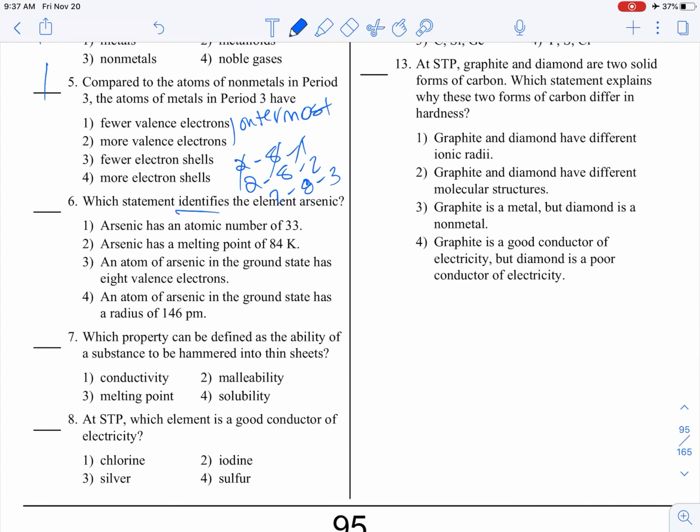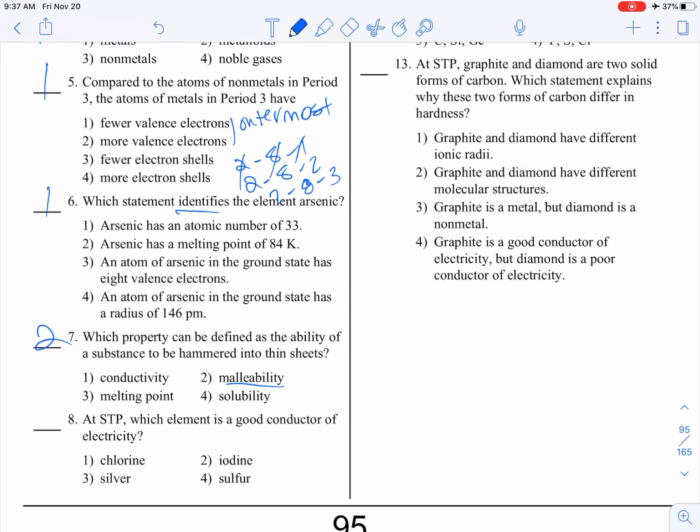Which statement is identifying the element arsenic, which means it's unique to only arsenic. It has an atomic number of 33. Boom, that's it. The fact that it has a melting point of 84 Kelvin and 8 valence electrons in the ground state, other things have that too, but what is unique to only arsenic is that. Which property can be defined as the ability of a substance to be hammered into thin sheets? That means malleability. That's a definition.